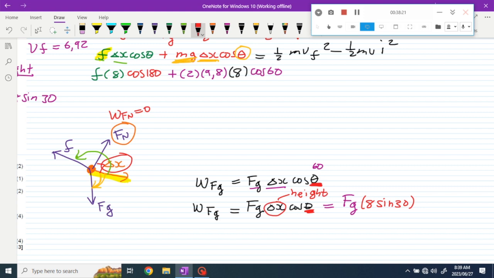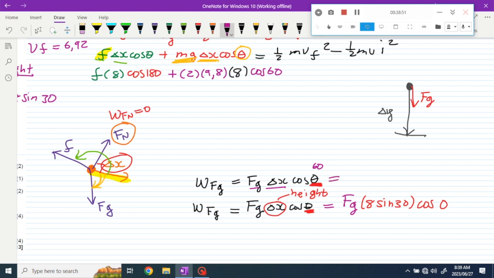the height, and Fg. So think about it, this object starts at the top of an incline and it moves down to the bottom. That is its displacement. I'm going to use a y because it is a vertical displacement. Fg, if we draw in Fg, Fg is also down. So what is the angle between Fg and the height through which it moves? 0. So in this case, our cos theta is going to be 0.